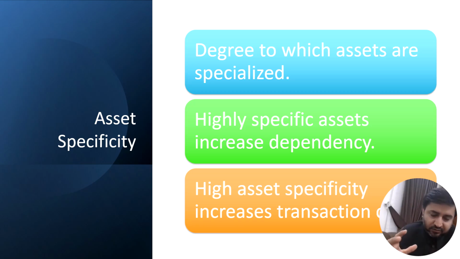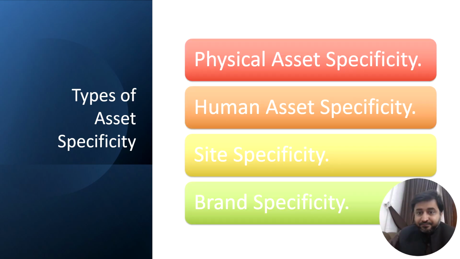The core thing in deciding whether we should produce something internally or outsource it is asset specificity. If we are using something for a general purpose, which everybody else is using, then definitely we can outsource it. But if there is something that is specific, then we must see whether we can outsource or not. We may have to produce it internally. Asset specificity is the degree to which assets are specialized. Highly specific assets increase the dependency, and you do not want to be dependent on someone else. High asset specificity increases transaction costs.